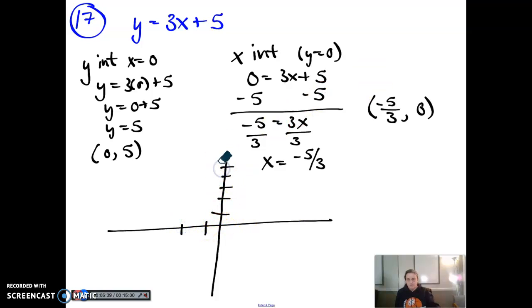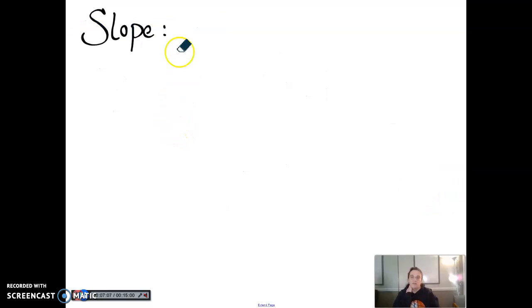I'm going to run right through my work here. The y-intercept is easy, 0, 5, right there. This other point, negative 5/3, it's not an integer. It's not going to be right on one of these points. I know it's less than negative 1, but it's not quite negative 2. Just draw a point in between them, and that'll be fine. And then connect them with a line. So there you go.